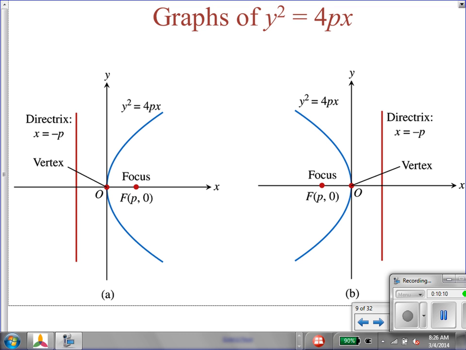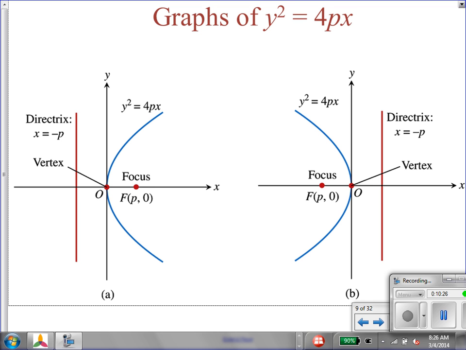And anyway, you can see that the focus now moves left and right. The directrix is now a vertical line. And still, to find p, you would divide whatever's in front of x now by 4, and that would give you your focus. And for your directrix, you just have to go the opposite direction.